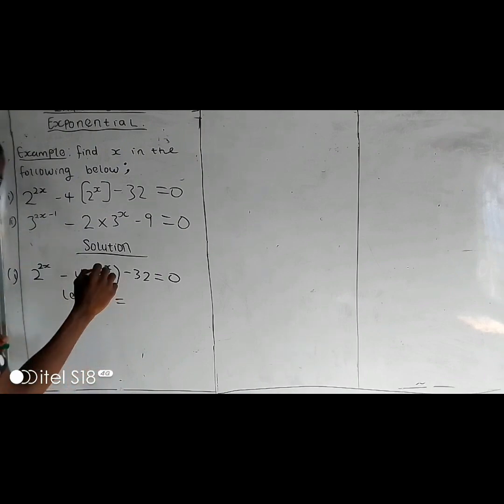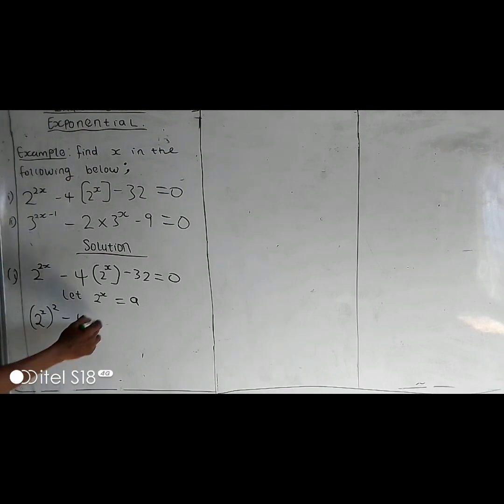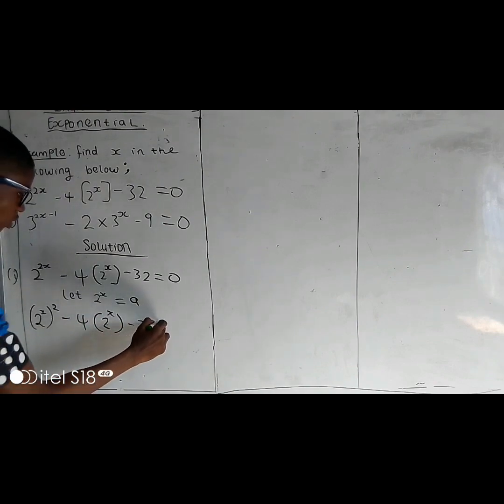You can choose any letter. Let's say a. So here we have 2 raised to the power x, is raised to the power 2. I'm changing this now. Here we have 2 raised to the power 2x. Now I bring the 2 outside so that this 2x will come here. Then we have 4 into 2 raised to the power x minus 32 is equal to 0.